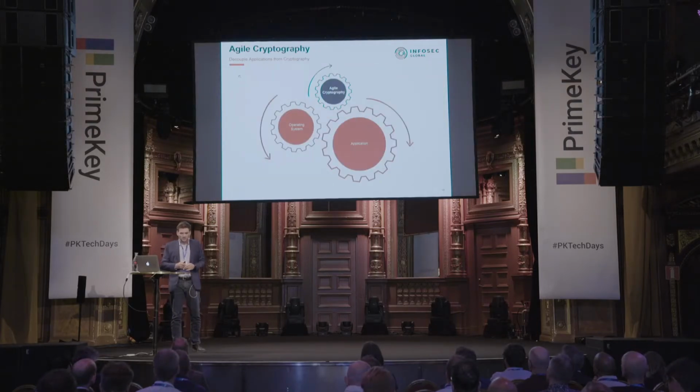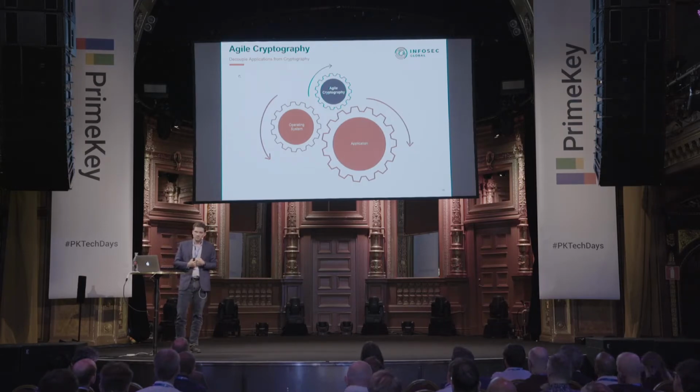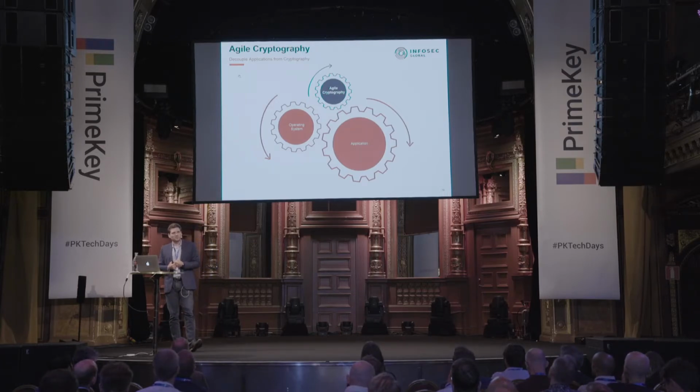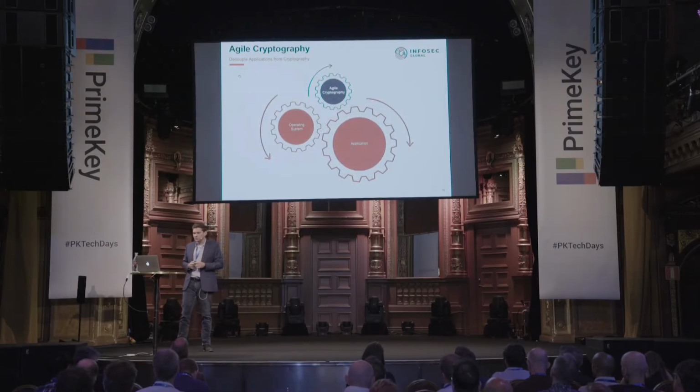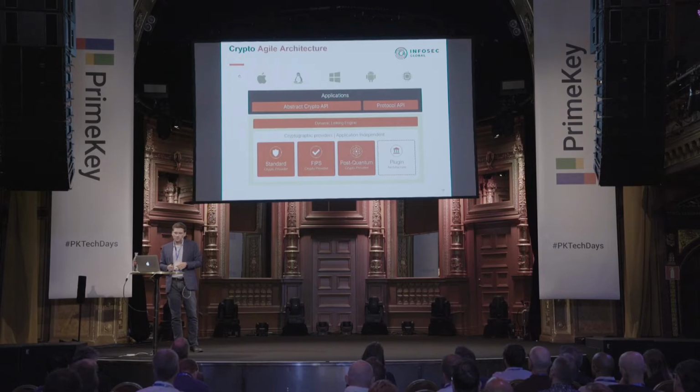So the goal is that for an agile crypto architecture, you need to decouple any crypto implementations from the application itself. And GCA is an example for that, right? GCA has an abstract API. You can plug providers into it. And if you're just using the generic GCA API, you can plug in different things without changing applications. There are some pros and cons for GCA. There are other systems out there as well.